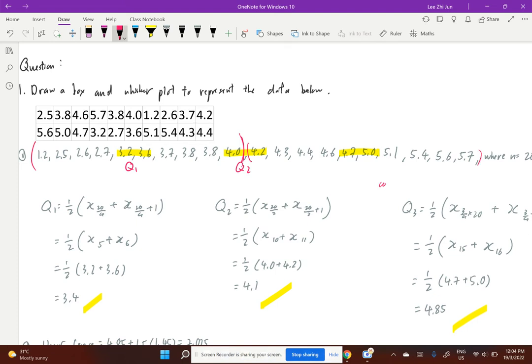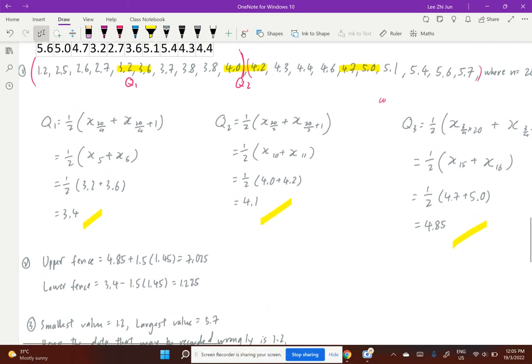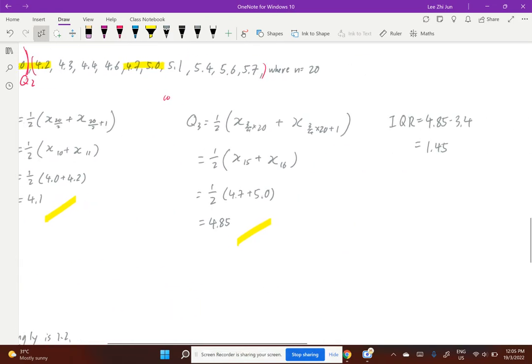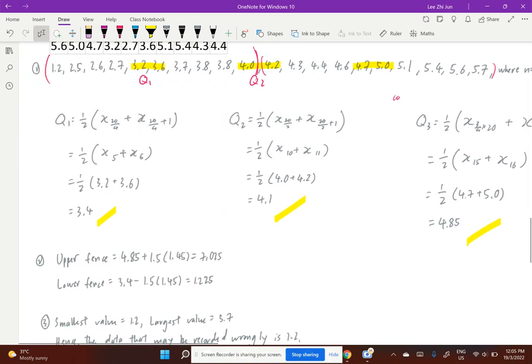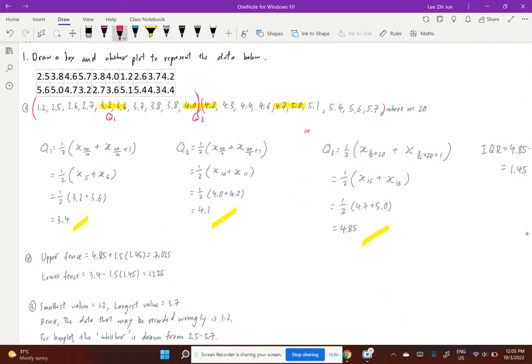Next, find the interquartile range. The interquartile range is 4.85 minus 3.4, so I will get 1.45. The second step is I calculate the upper fence. The upper fence is Q3 plus 1.5 times the interquartile range, so I will get 7.025. The lower fence is Q1 minus 1.5 times the interquartile range, so I get 1.225.